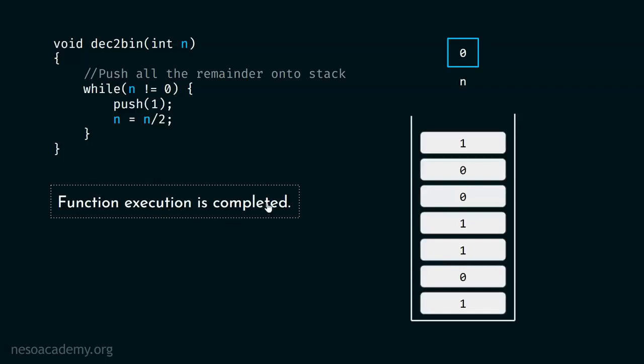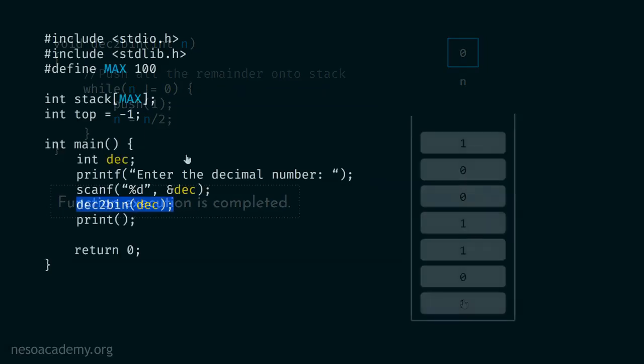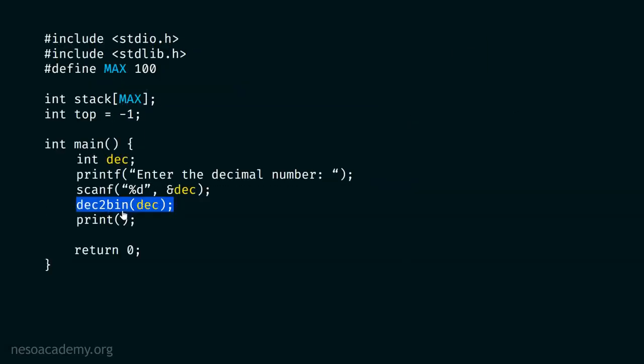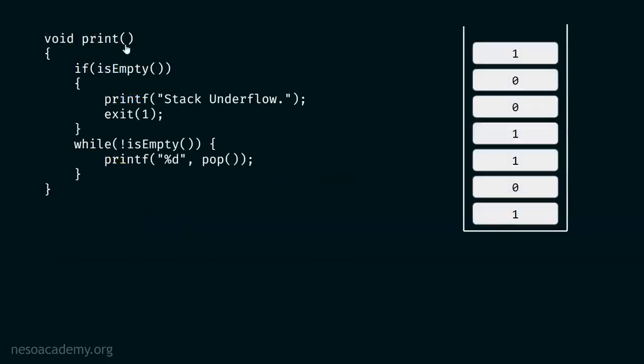Function execution is completed. And you can see the current state of the stack. These are all the elements inside stack, right? 1, 0, 0, 1, 1, 0, 1. Now after calling dec to bin function, we'll call print function to print all the elements of the stack. We know that stack is global, so we can access this in this print function also. This is how our print function looks like.